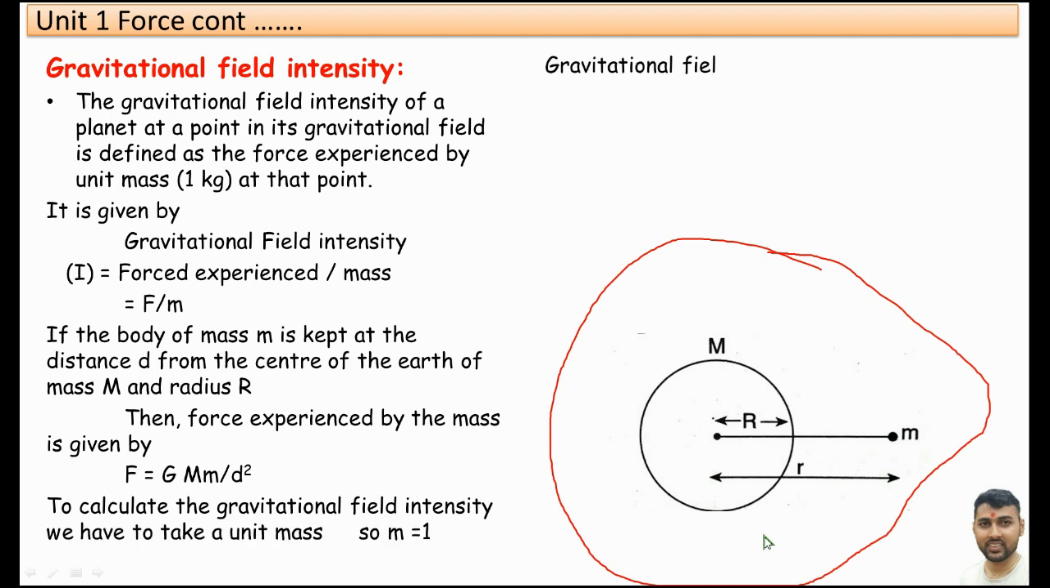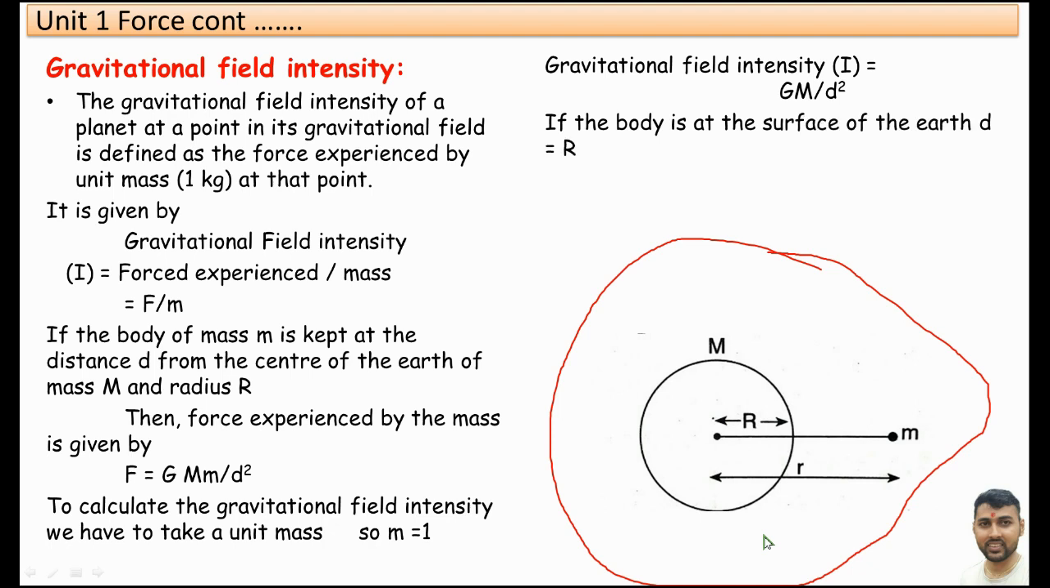To calculate the gravitational field intensity, we have to take a unit mass, so m is equal to 1 kg. Gravitational field intensity is measured only for 1 kg mass, not for 2 kg or 3 kg. So gravitational field intensity I is equal to G M by d square, putting m as 1 kg.